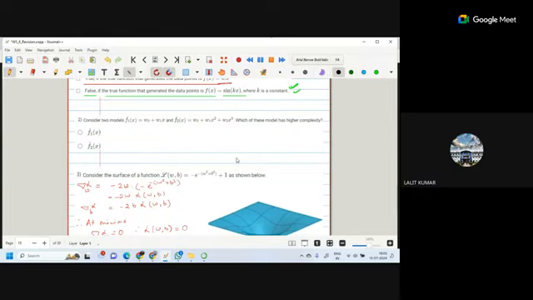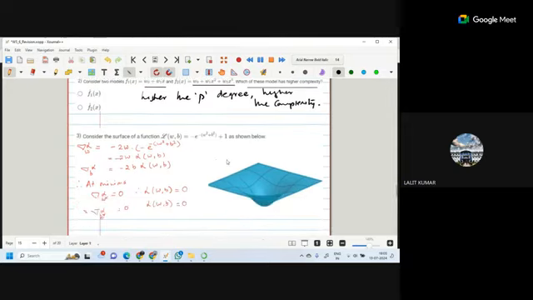Okay. So consider two models, f1(x) is equal to w0 plus w1x, f2(x) is equal to w0 plus w1x squared plus w2x^5. Which of these models has higher complexity? So this we know, the higher the polynomial degree, the higher the complexity. It's the Taylor series, same thing we had done, right? Now this I had solved myself.